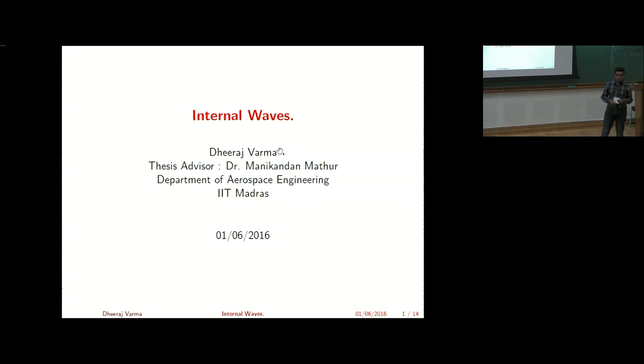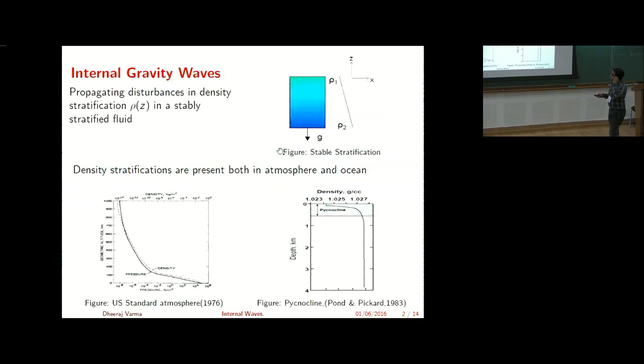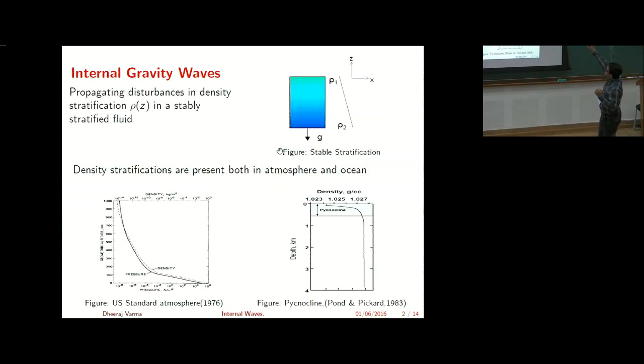So I'll be giving a brief overview about internal waves and how they are relevant to various geophysical flows in ocean and atmosphere. The cartoon on the right-hand side shows you a stable stratification being present. What I mean by stable is a lighter fluid sitting on a heavier fluid, and it's a continuous stratification. In this case, it's a linear stratification, and each horizontal layer is a constant density surface.